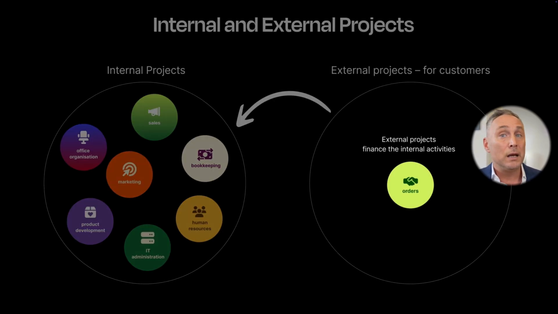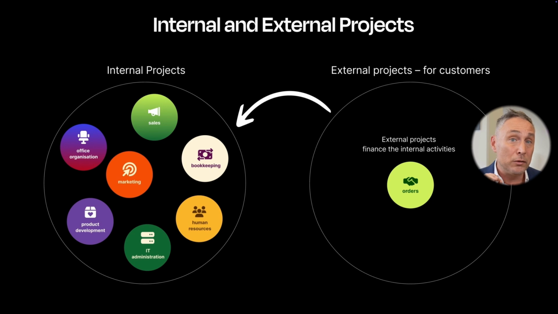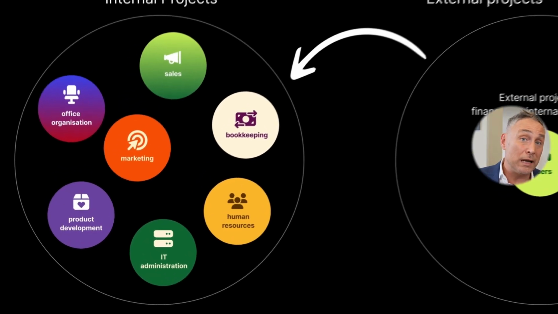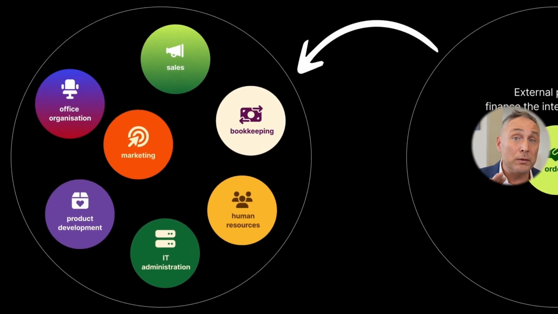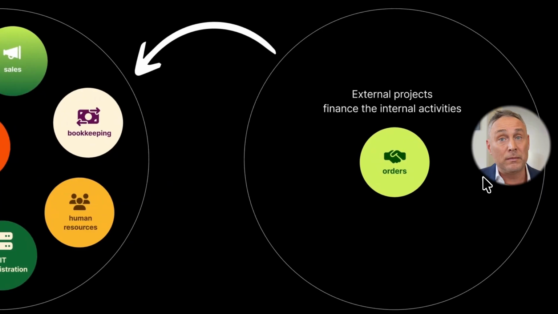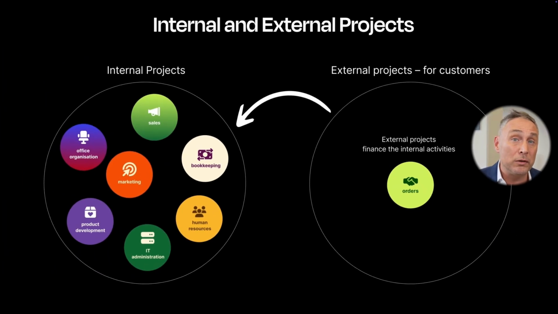On the right side are the customer orders. These are the projects that bring direct revenue. And here's the crucial point. The customer orders finance everything else. Everything on the left must be paid for by what comes in on the right. That sounds obvious, but here's where the problem often lies.